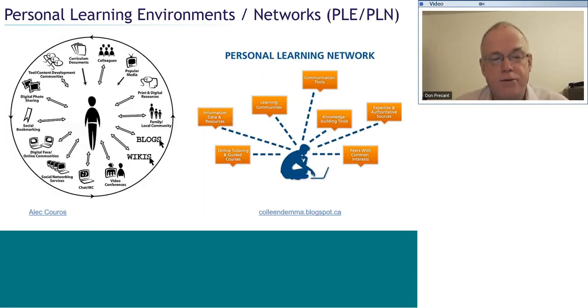And this is an attempt to capture that. The one on the left is developed by a fellow Canadian, Alec Couros. He did this back, I think, in 2006, just talking about the different places you reach out to for knowledge and learning. And that includes technology, but it also includes people. The people could be colleagues, it could be family, people in your community, and then also documents, etc. So this is captured in a different way over on the right. The notion of learning communities, having tools that you build with, experts that you actually specifically reach out to.